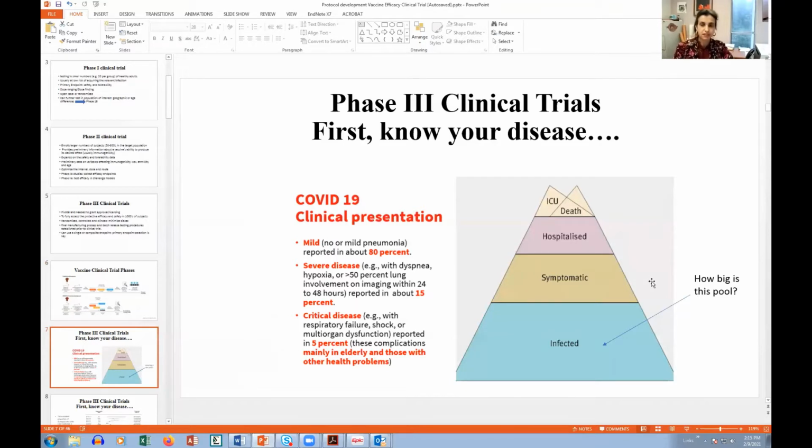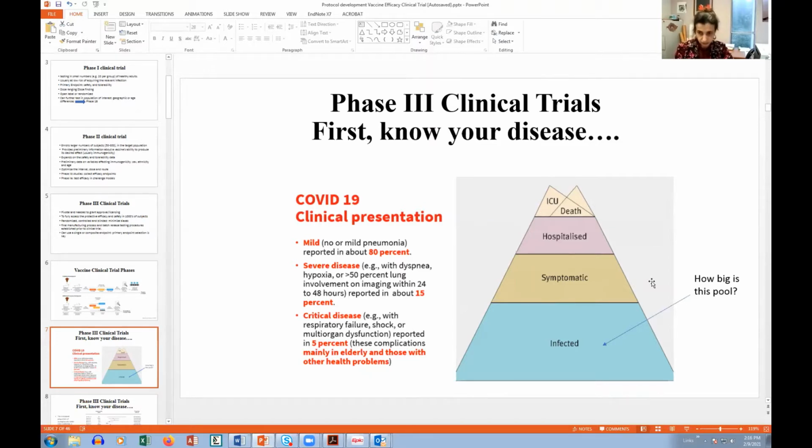As we develop a phase 3 clinical trial, and it's not just COVID, the first thing we need to know is the disease presentation. What I'm discussing here, I want you to think about it in terms of something totally unrelated, like chikungunya or Zika or malaria. The disease comes in different presentations. And to stick to COVID, we have a very large base of infected persons, but who have no or minimal disease.